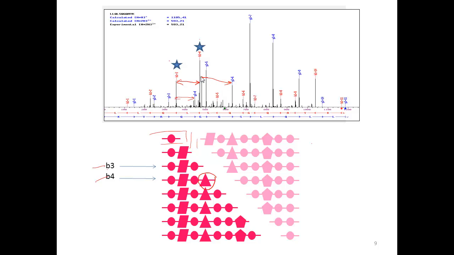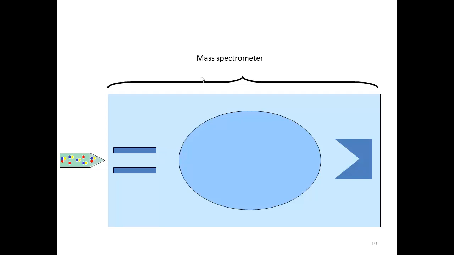But again, we can deal with that mathematically in other ways. So here's a little schematic of a mass spectrometer. We'll step through the process. Here we have our very small liquid chromatography column.